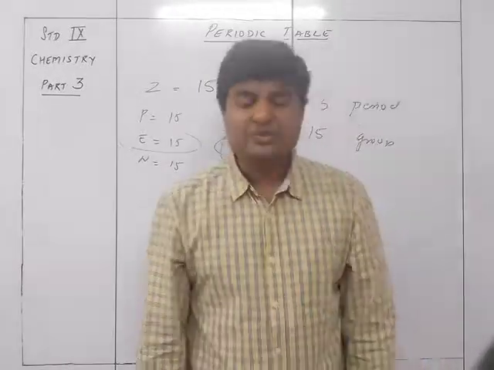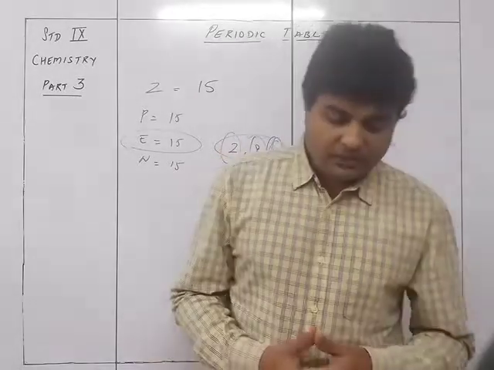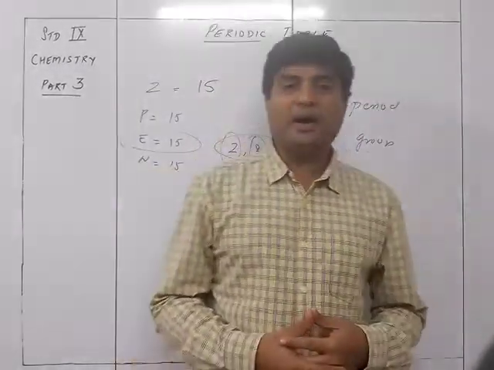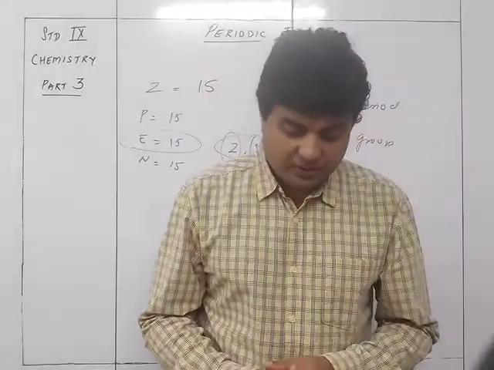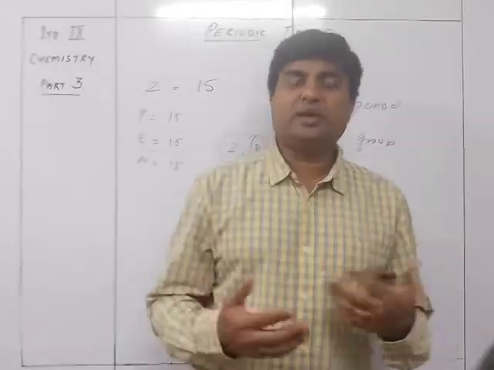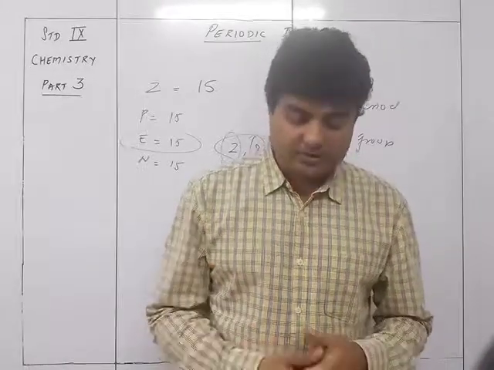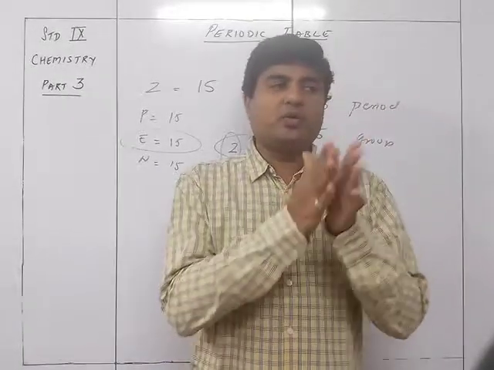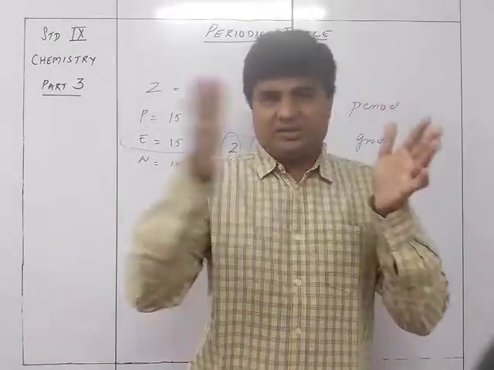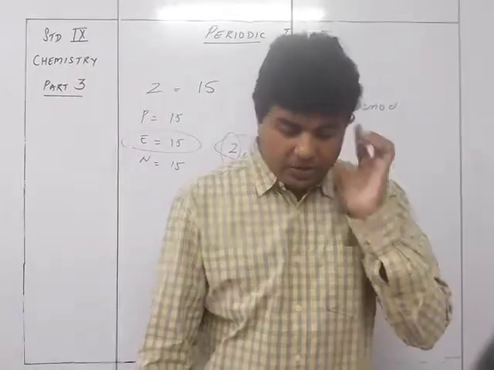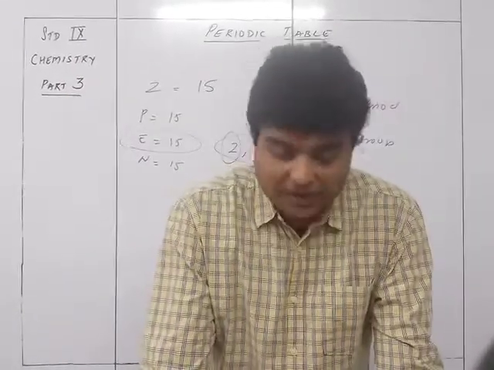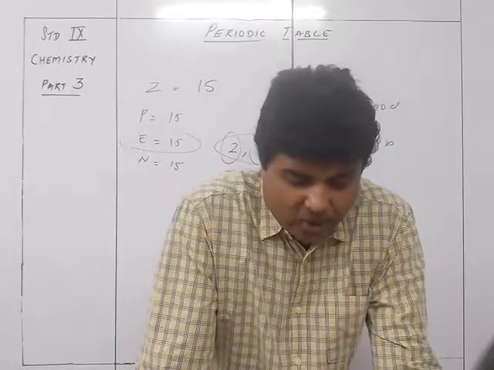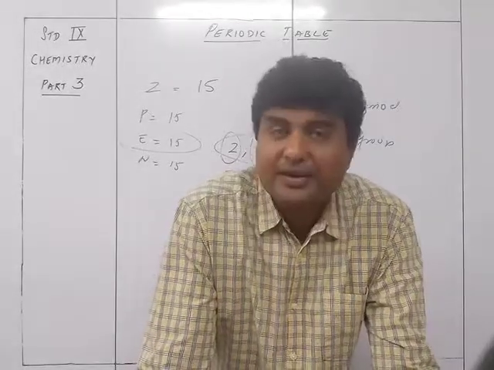The next is non-metals. Non-metals basically gain electrons and are electronegative in nature. Metals, of course, lose electrons and are electropositive in nature. Electronegativity increases from left to right in the periodic table. So it increases across a period and decreases down the group. And non-metallic nature increases across the period and decreases down the group.